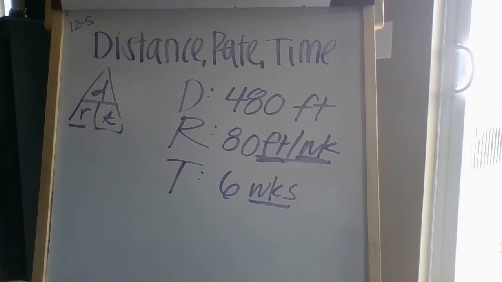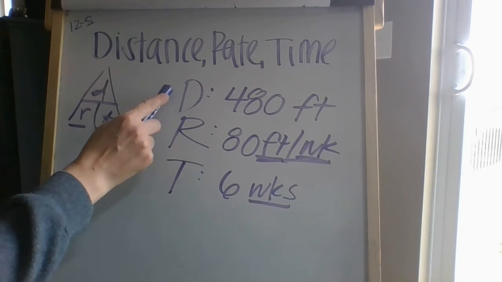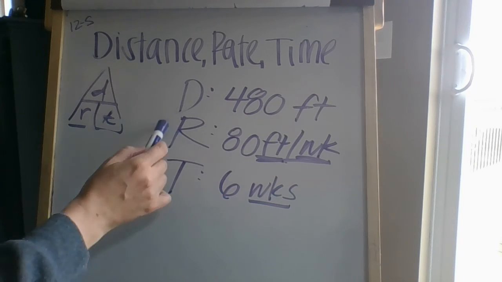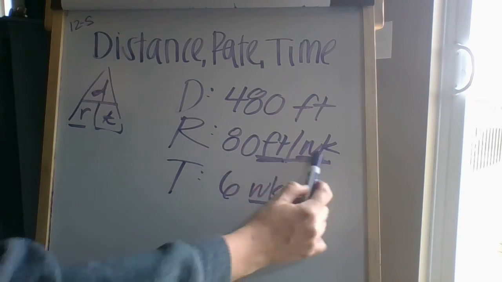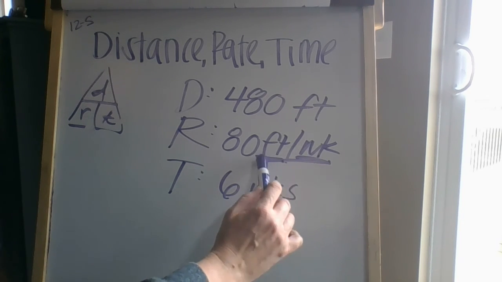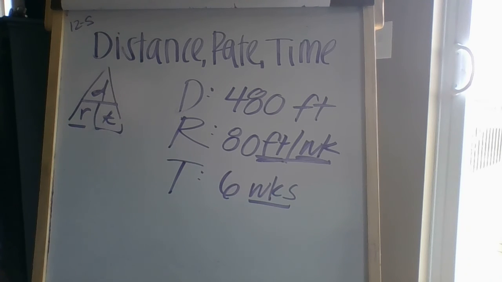Keep in mind, labels are important on this one. Your distance and time will just have one label. Your rate will always have the dual label. So, for example, miles per hour or feet per week. Rate is always going to have that dual label. So you're going to be taking a look at the other two to help you figure out those ones. They all work together here.